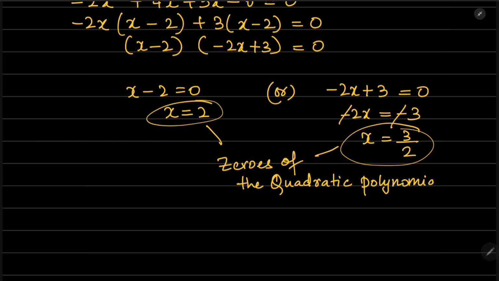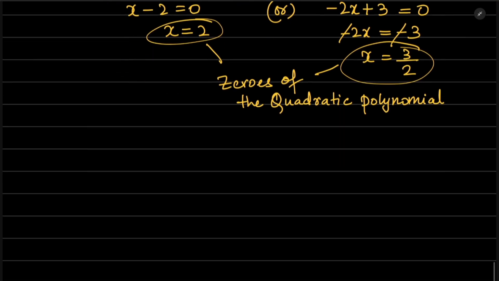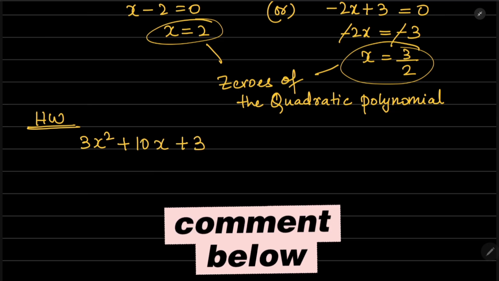I hope you understood. So let me give you one homework to do. The homework is you have to find out the zeros of 3x square plus 10x plus 3. Okay, do this and comment your answer below.